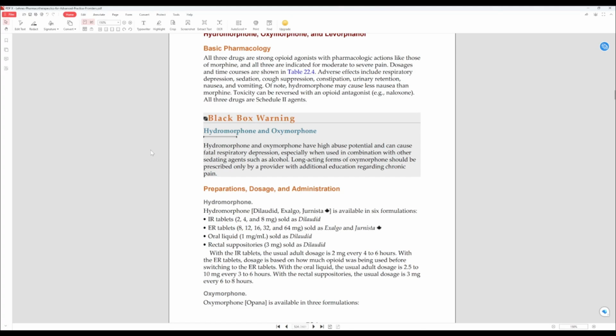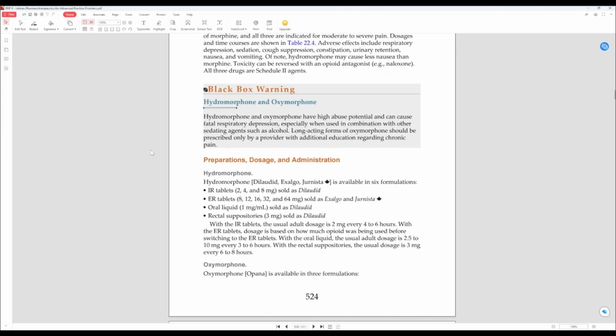Adverse effects include the classic respiratory depression, sedation, cough suppression, constipation, urinary retention, nausea, and vomiting. Of note, hydromorphone may cause less nausea than morphine. Toxicity can be reversed with Narcan, and all three drugs are considered Schedule II agents.